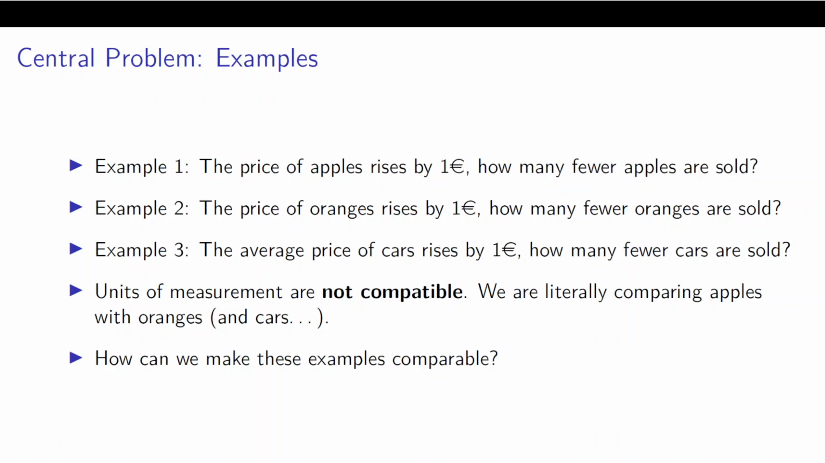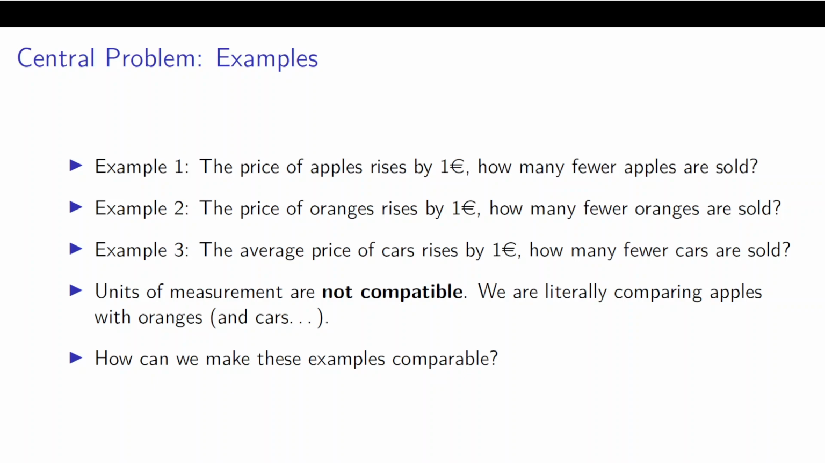In the first example, we consider apples. So if their price rises by €1, how many fewer apples would be sold? The second is, if the price of oranges rises by €1, how many fewer oranges are sold? And this already makes clear that we are comparing apples and oranges literally as an outcome. And we cannot really compare this because it's not the same unit of measurement.